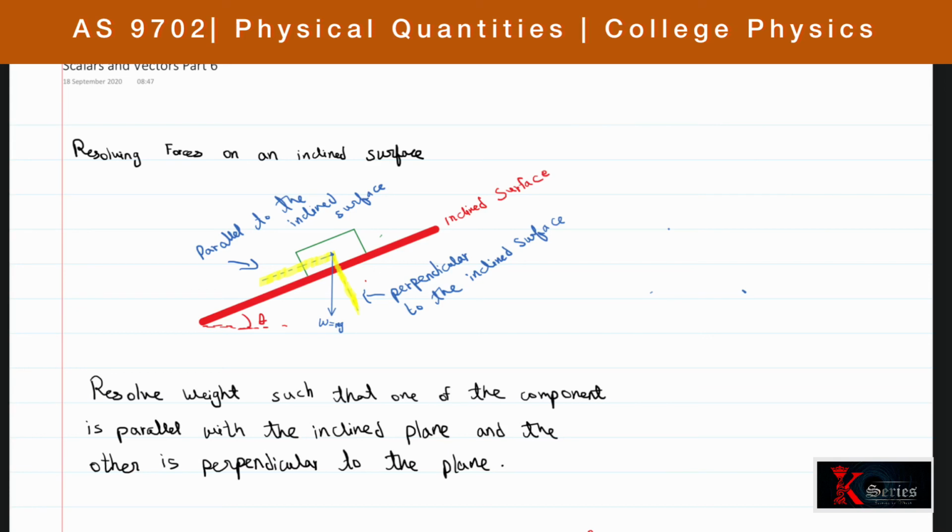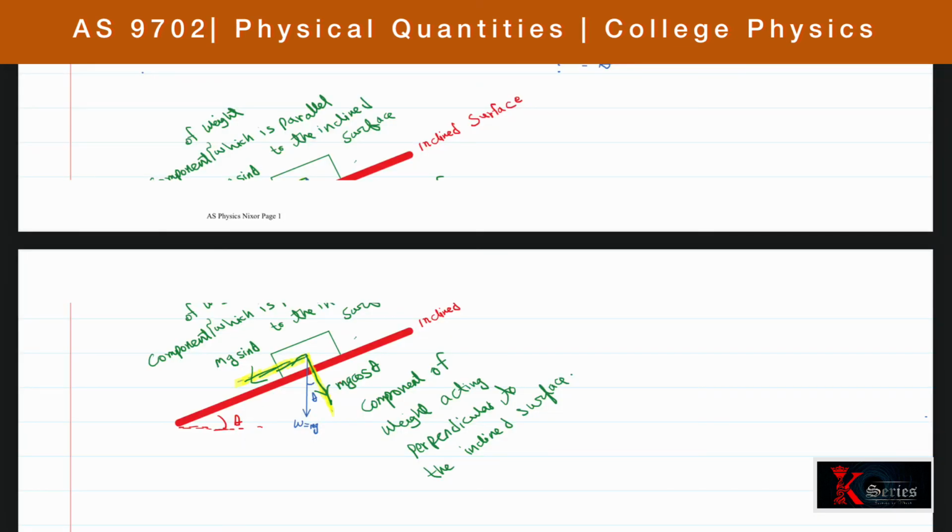We know that we have an angle here. The component of weight which is acting perpendicular to the inclined surface is going to be mg cos theta, and the one which is acting parallel to the inclined surface is going to be mg sin theta. In this way we resolve weight into its two perpendicular components.